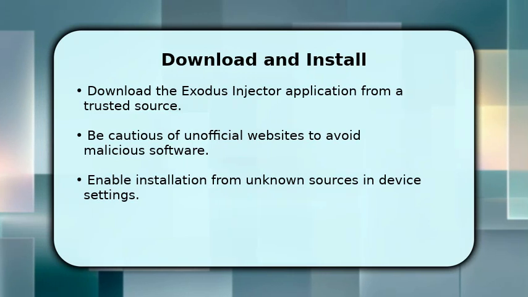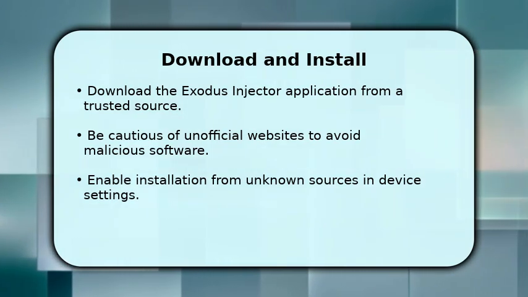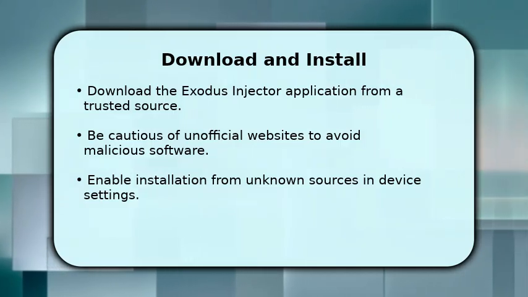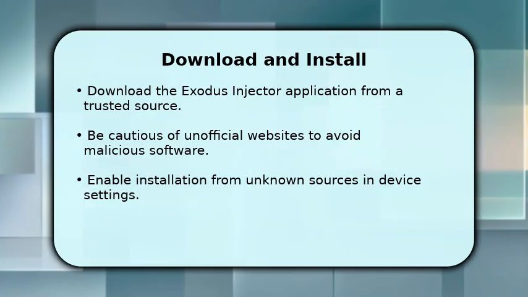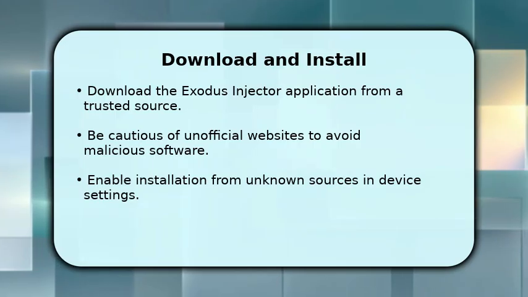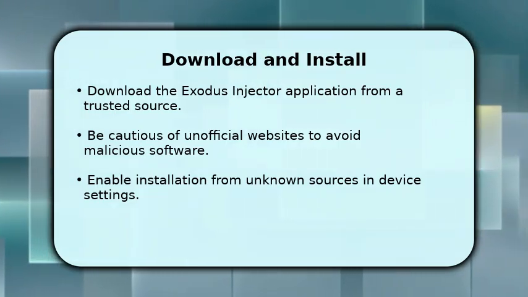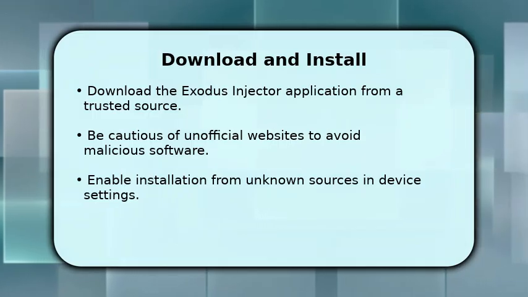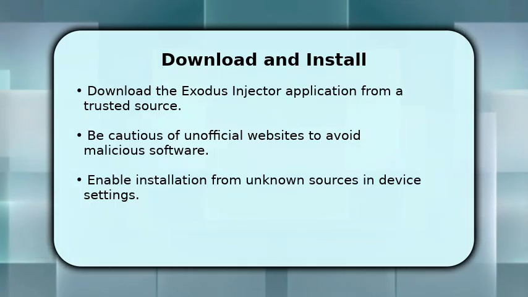To begin, you will need to download the Exodus Injector application from a trusted source. Be cautious of unofficial websites, as they may contain malicious software. Once downloaded, locate the installer file, typically an APK for Android devices. Enable installation from unknown sources in your device settings, then proceed to install the application. Follow the on-screen prompts carefully to complete the installation process.